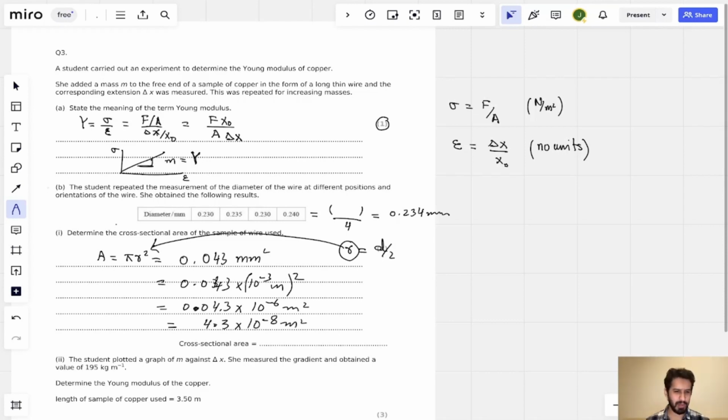The student plotted a graph of mass against the extension delta x. She measured the gradient and obtained a value of 195 kilogram per meter.